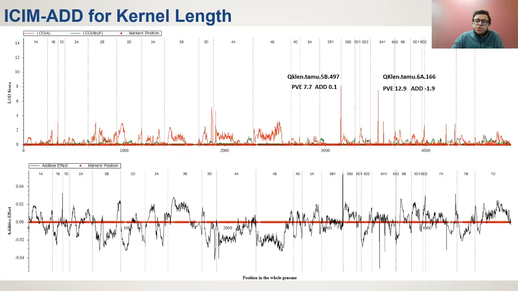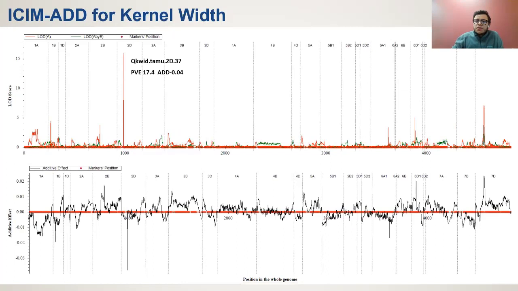The other one is on 6A. The PVE value is 12.9. The LOD score is almost 8. Again, the same region has a QTL for kernel width, which explained 17.4, and the LOD score is also high. The Gallagher allele contributes to this trait.